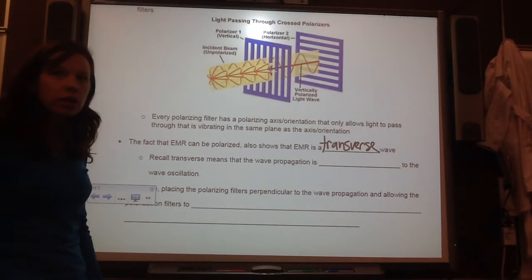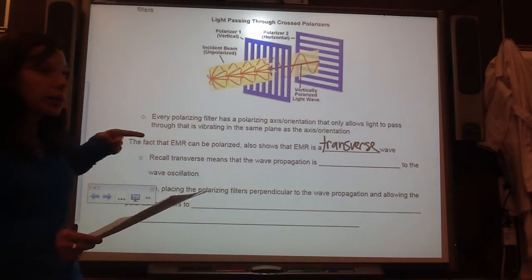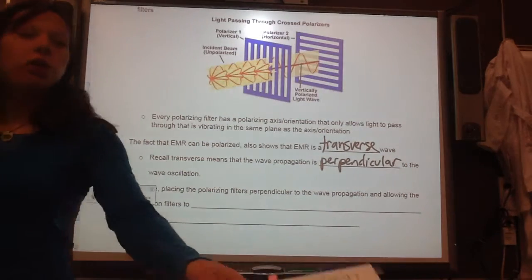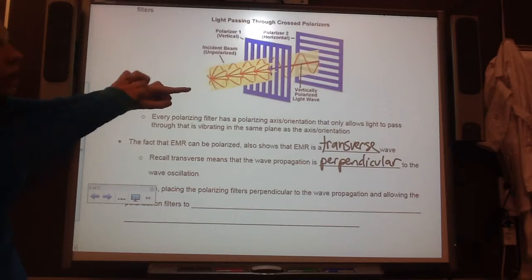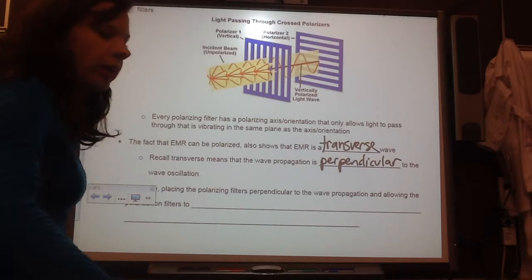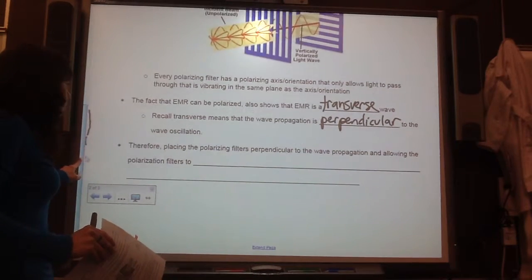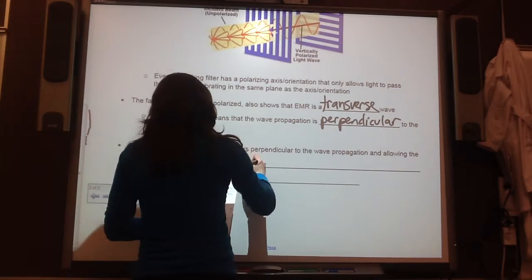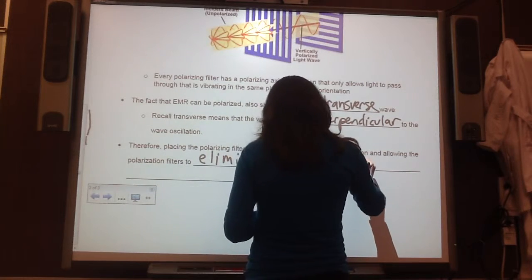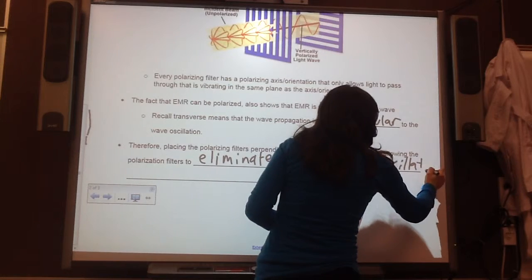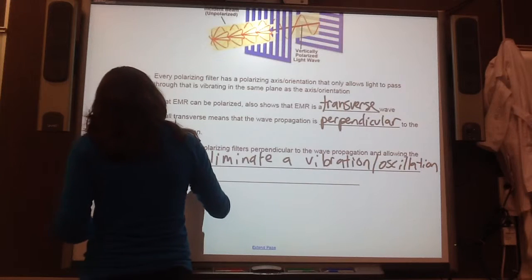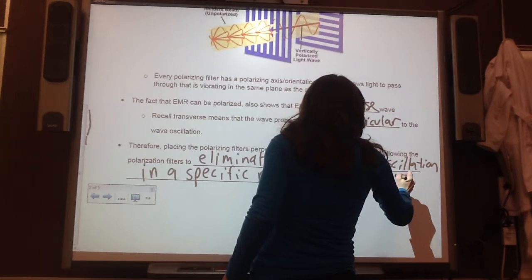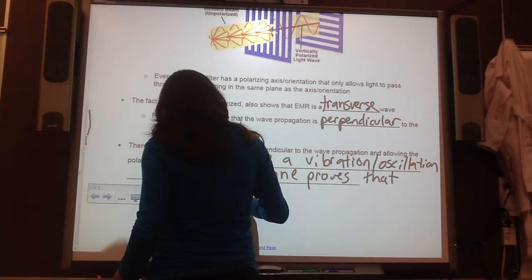Now, recall that transverse means that the wave propagation, the way that it's moving, is perpendicular to the wave oscillation. So if we think about a particle moving this way, the wave oscillation is up and down, perpendicular to it. So therefore, placing the polarizing filters perpendicular to the wave propagation and allowing the polarization filters to eliminate a vibration/oscillation in a specific plane proves that EMR is transverse.